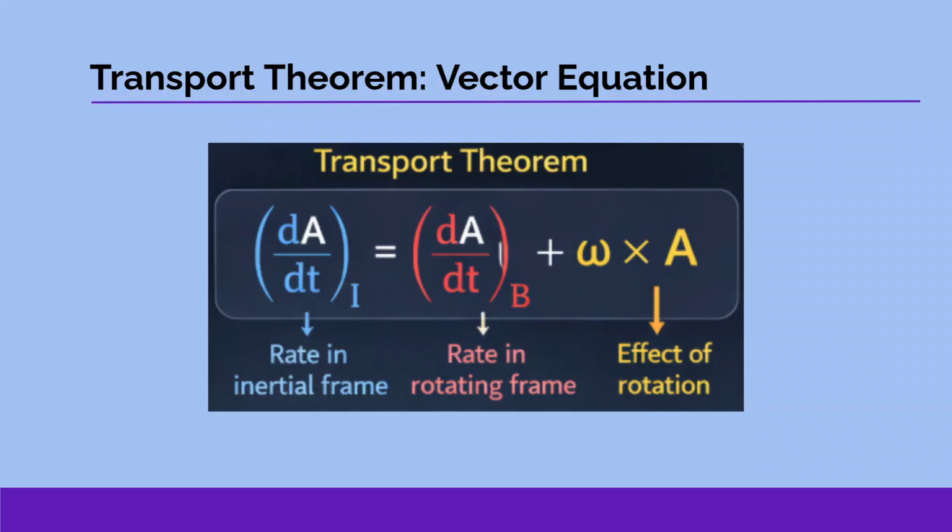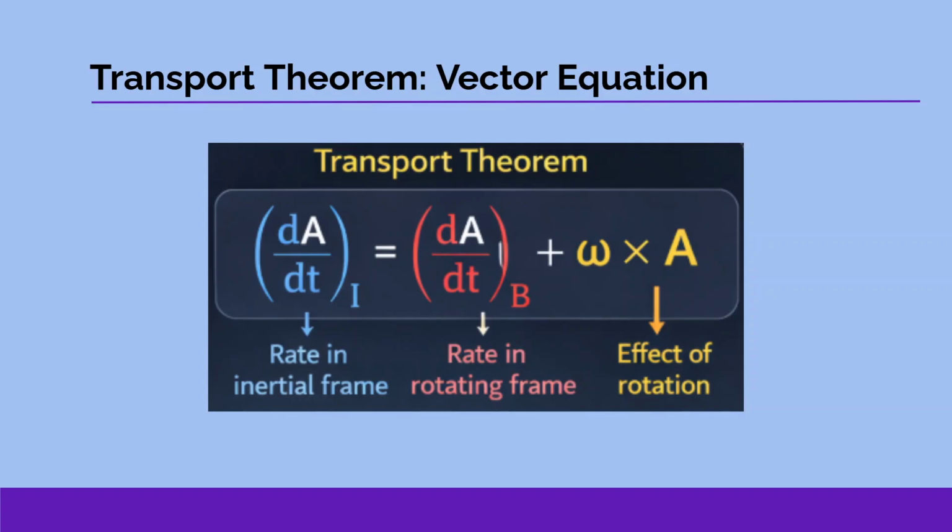The transport theorem relates the time derivative of a vector observed in a rotating frame to that in an inertial frame, or one which is non-rotating and non-accelerated. In other words, it is a vector equation that describes how the time derivative of a vector changes when observed from a different reference frame, especially when one of those frames is rotating.